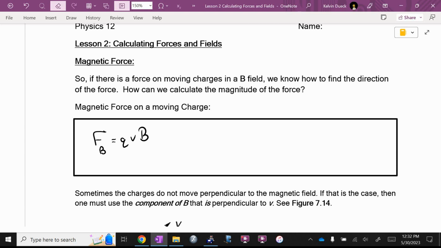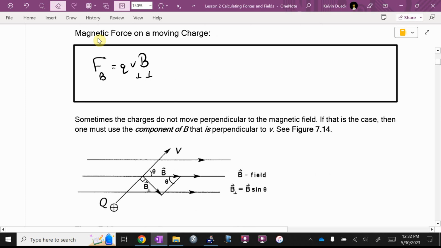The force on a moving charge depends on three things. How big the charge is, which kind of makes sense. How fast it's moving, because it's cutting through more magnetic field lines in a shorter amount of time, and how big the magnetic field is. Except all of these need to be perpendicular to each other, although charge is a scalar, so I don't need to put a perpendicular there. The velocity and the magnetic field need to be at right angles to each other. That's when it's at its maximum.